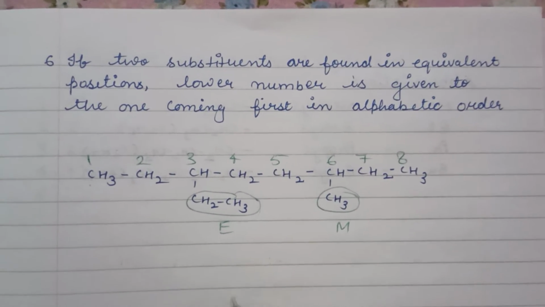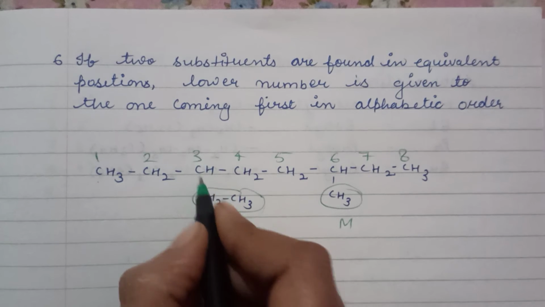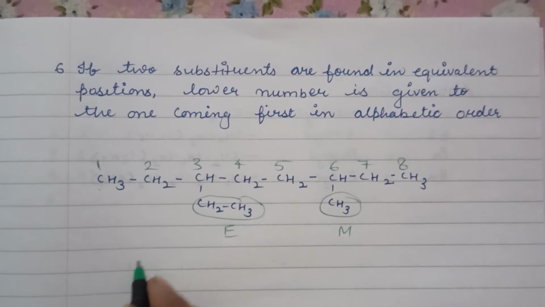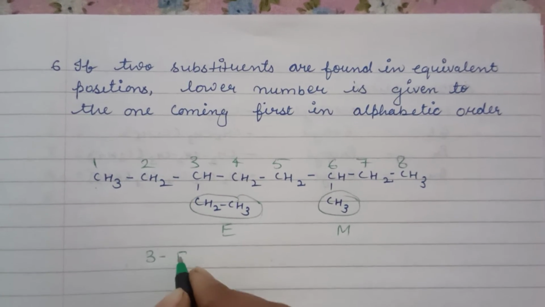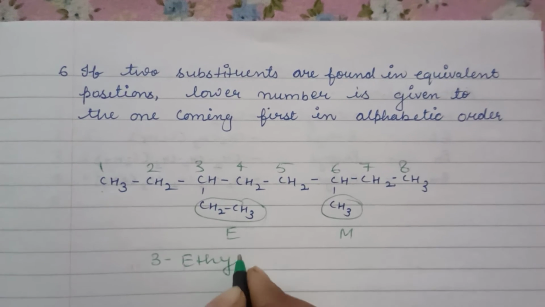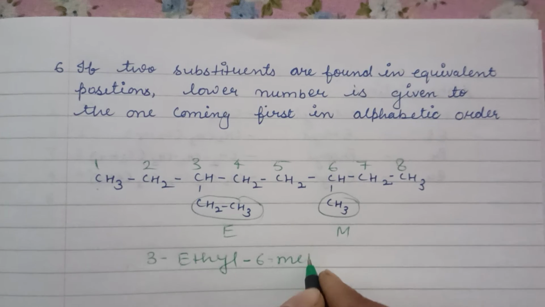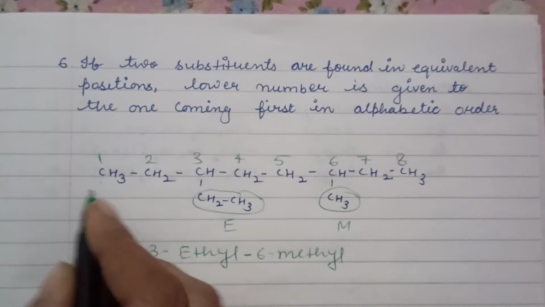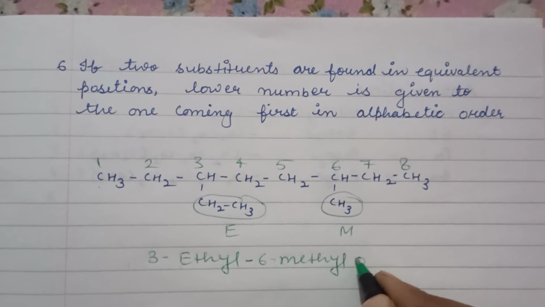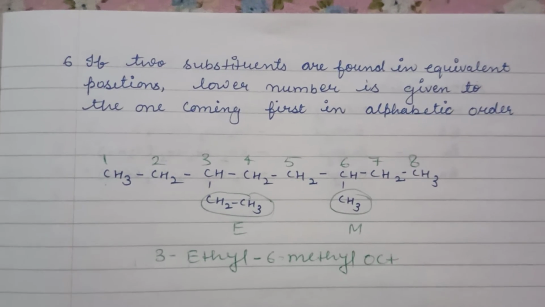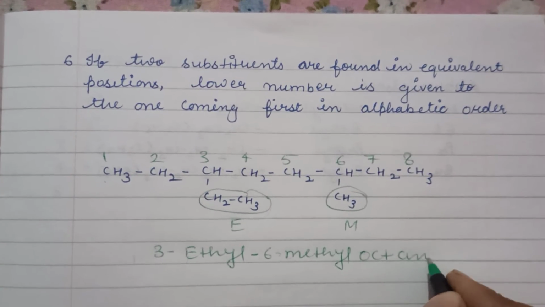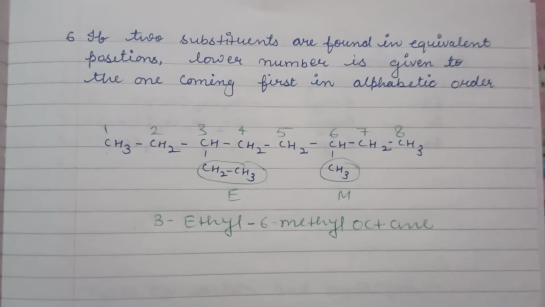Okay. Name in alphabetic order. So 3 number carbon has ethyl group. So 3 ethyl, 6 methyl, 8 carbons chain, oct, no double bond, ane. Okay. So write in this way.